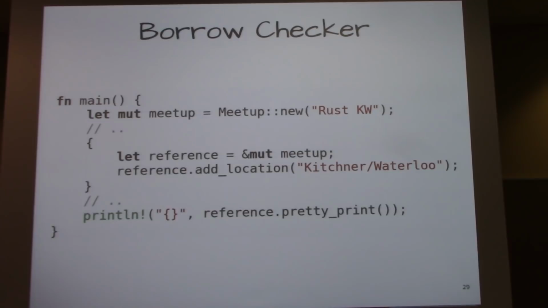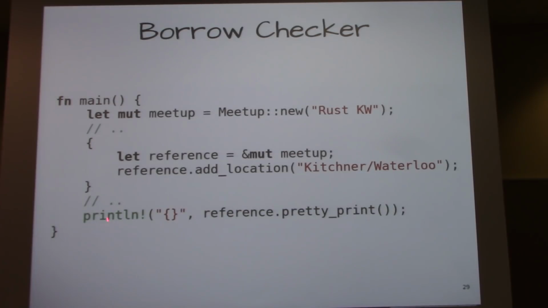Is the reference that you're printing at the end actually supposed to be Meetup? Can you repeat that? At the end you're doing print line, reference.prettyprint. Is reference there supposed to be Meetup? Yeah, that's correct. Oh, sorry. So this one should go away, but you want to try to access Meetup again, essentially. I'm sorry about that.